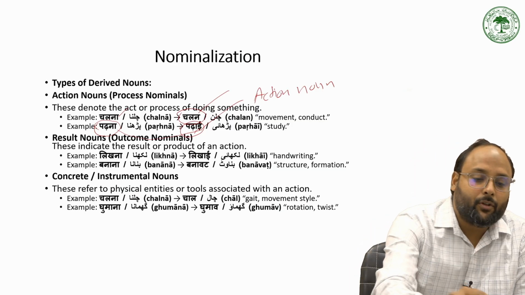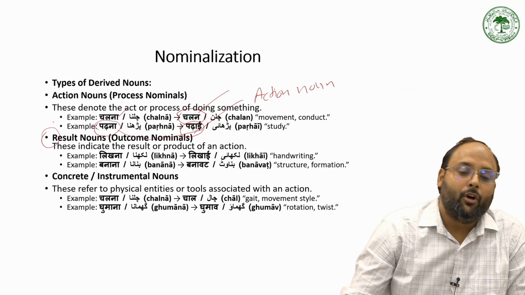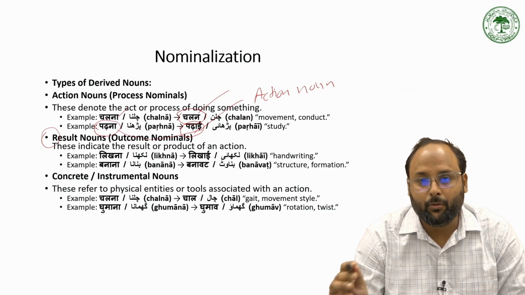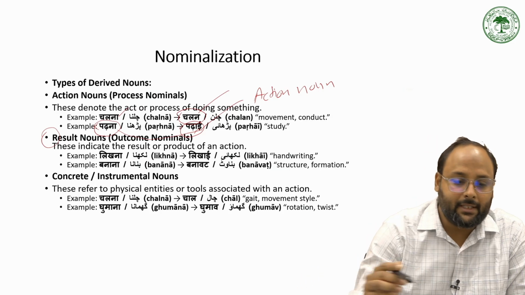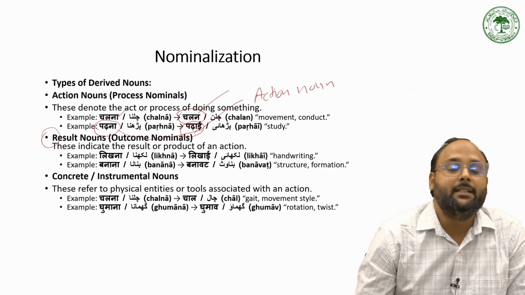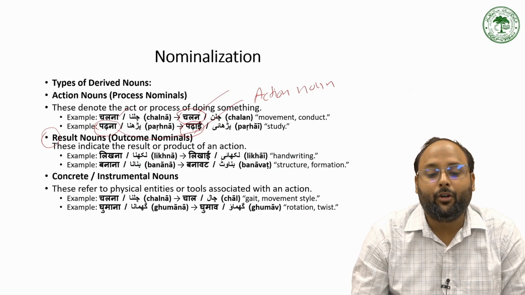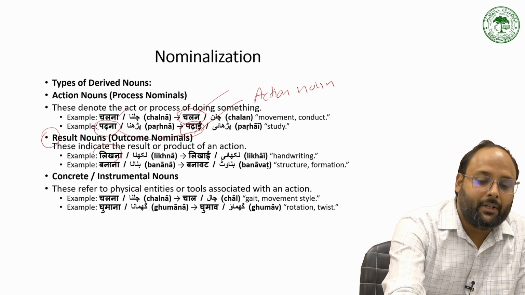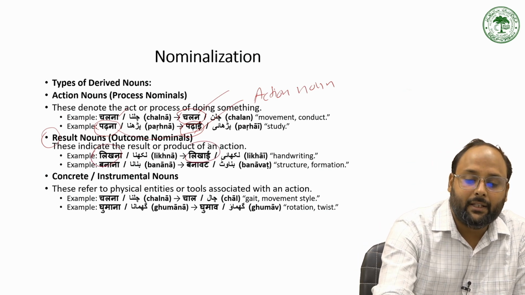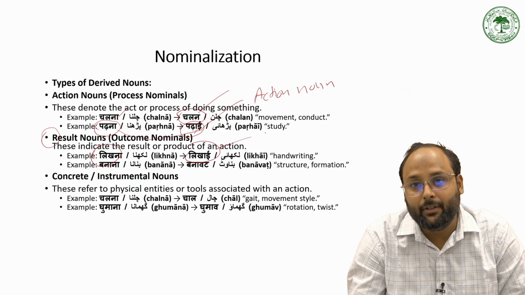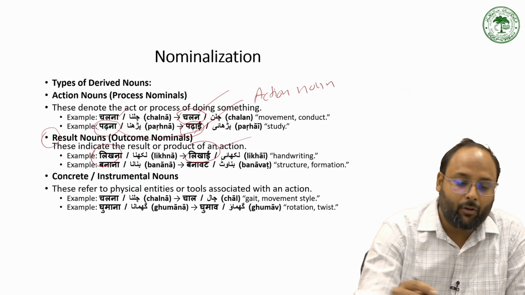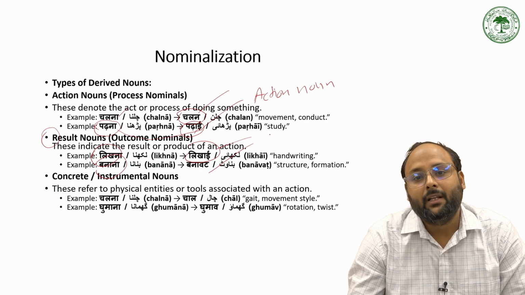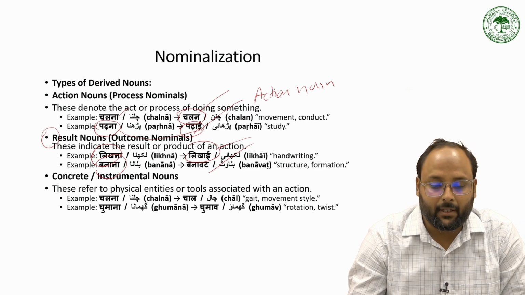The second type of noun that we derive from the process of nominalization, from verb to noun, is the result noun, or we can say the outcome nominal. The result noun means from the verb likhna we derive likhai. Likhai is the result when you write something. Or from banana to banawat, which is the result of the verb banana.